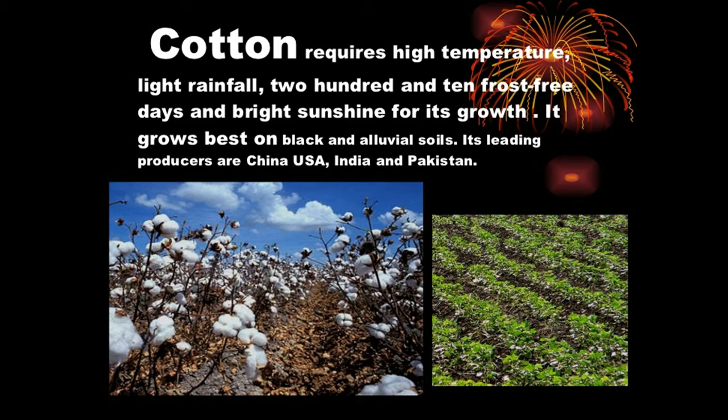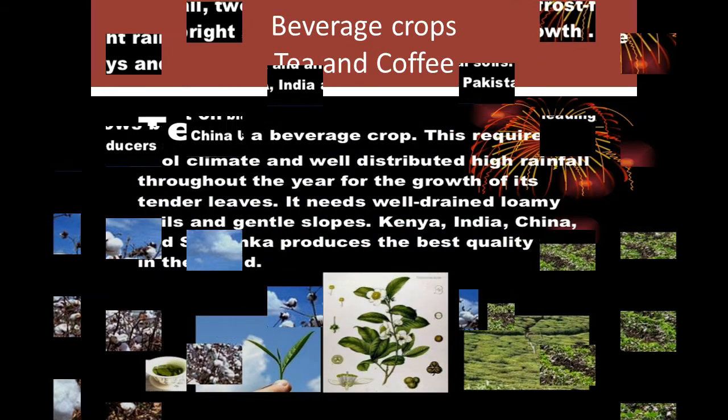Successful growing of cotton needs a long frost-free period with plenty of sunshine and moderate rainfall. It grows well on black and alluvial soil. Egypt, China, India, Pakistan and USA are the leading producers of cotton. In India, the major producing areas are Gujarat, Madhya Pradesh and Maharashtra.